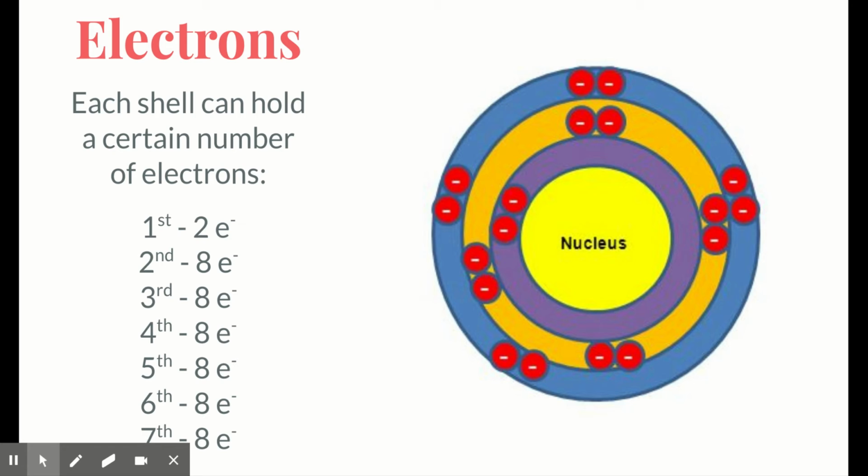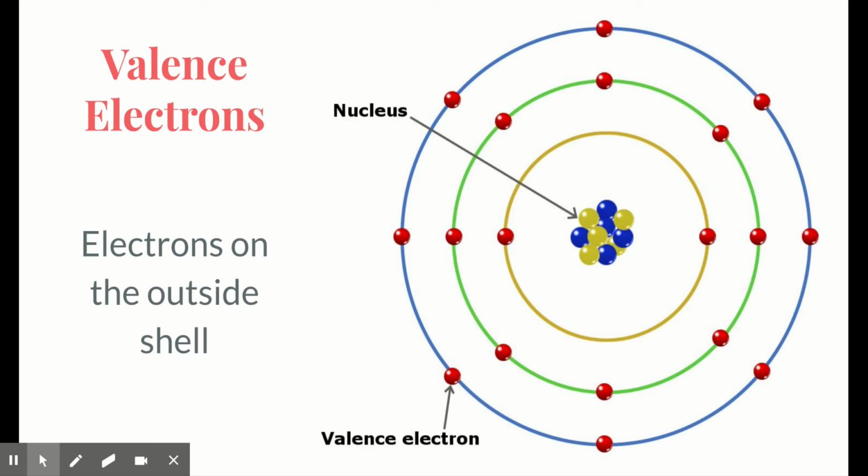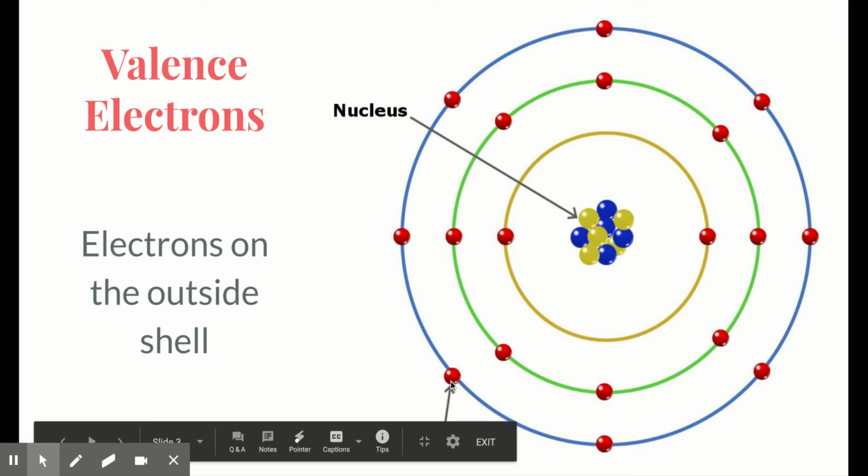Okay. Now this is important because when we start looking at valence electrons, when you hear this word, think about electrons on the outside shell, on the last shell, on the shell that is farthest from the nucleus, or the ring that's farthest from the middle. Here, in this picture, we would only be looking at these. So 1, 2, 3, 4, 5, 6, 7, 8. So this atom here has 8 valence electrons.